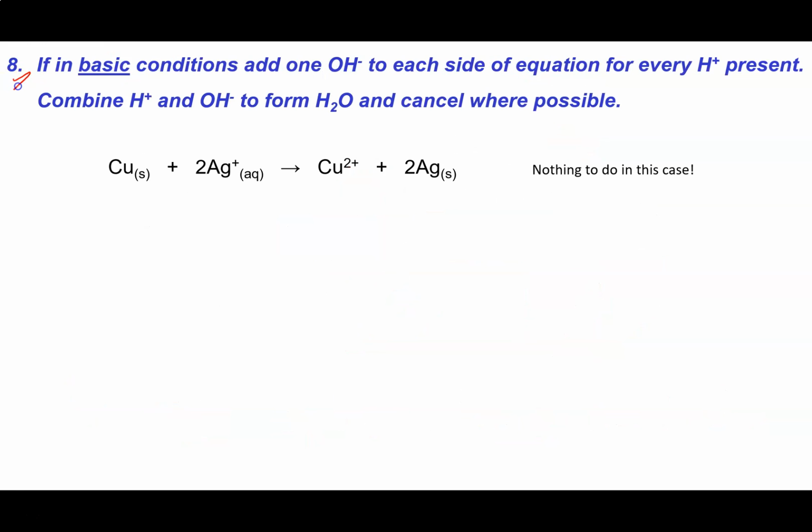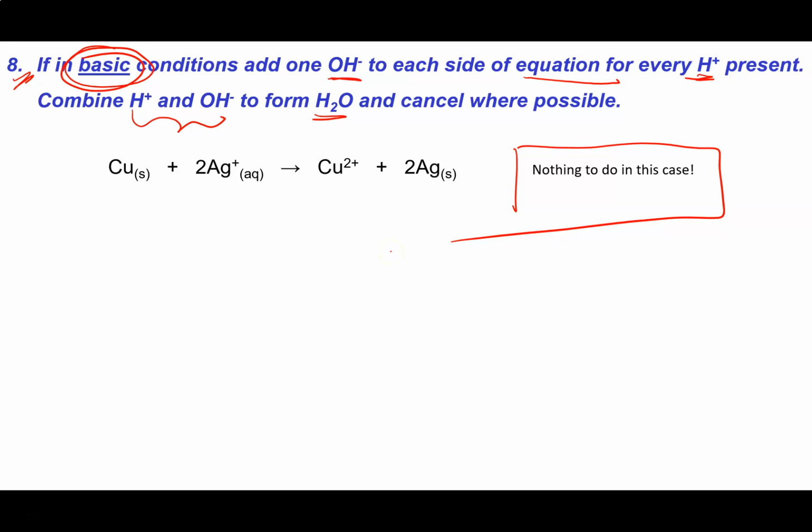Okay, so this is it here. It says if in basic conditions, we're going to add 1 hydroxide to each side of the equation for every H+ that is present after step 7. Then we're going to combine H+ and OH- to form water and cancel out things wherever possible. So this is like, holy cow, this is a big step. But you don't have to worry about it unless it specifically tells you that you're in basic conditions. So in this case, the problem didn't ask for that, so there is nothing to do.